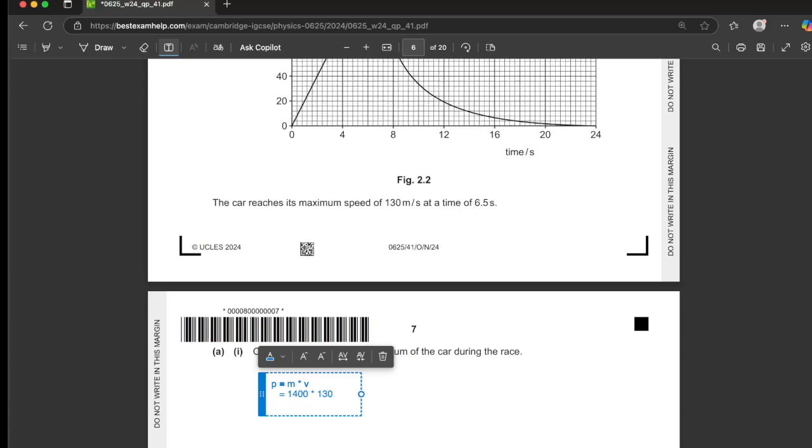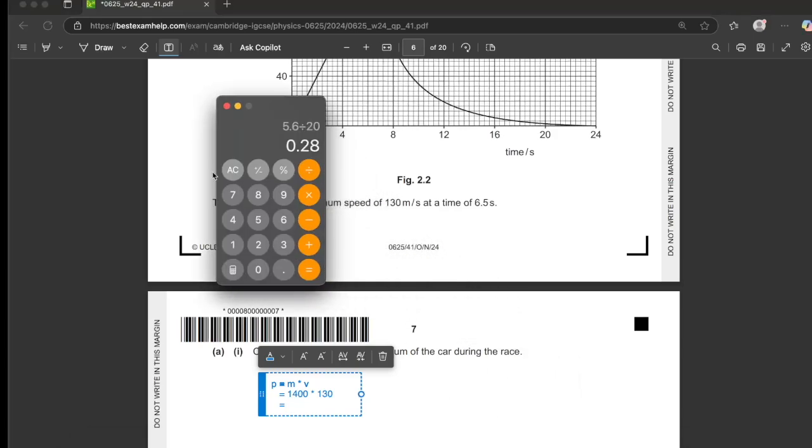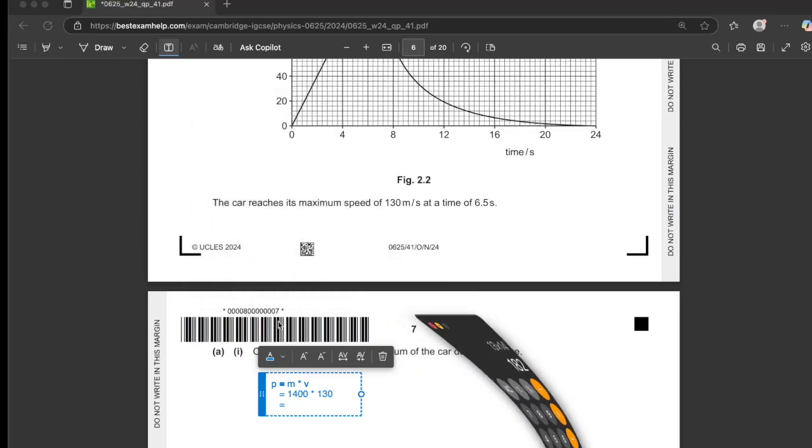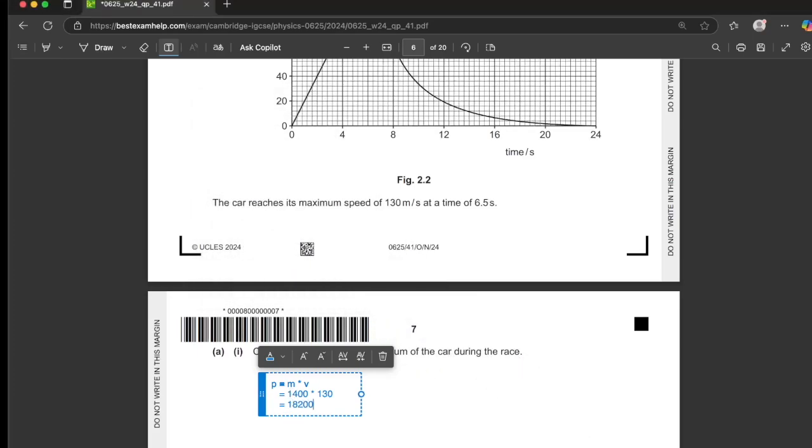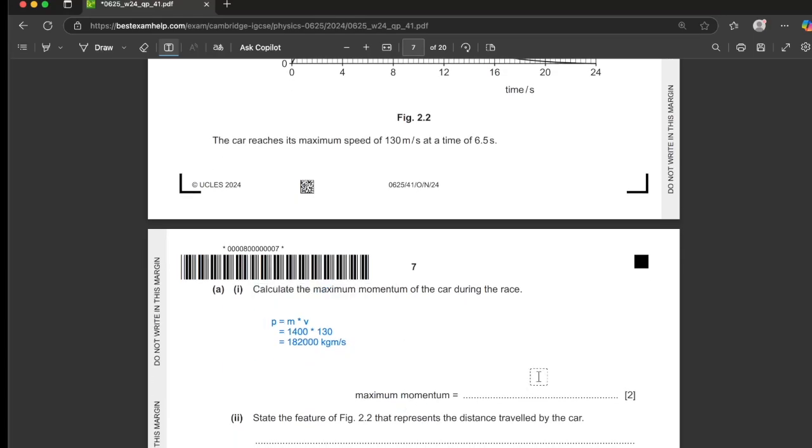Multiplying that, 14 times 13 is 182, so 182,000 kg m/s. We convert that to two significant figures and write it in standard form. So 1.8 times 10 to the power 5 kg m/s.